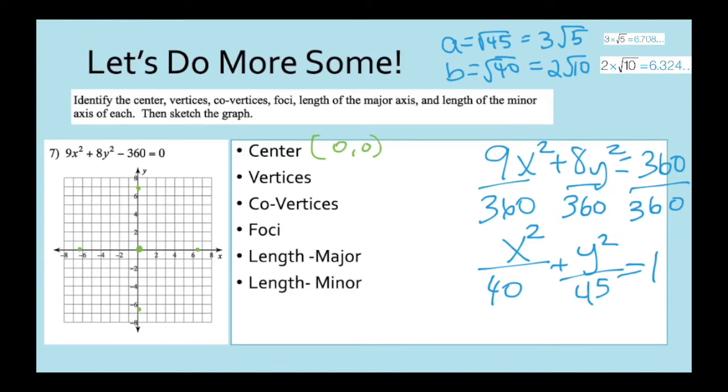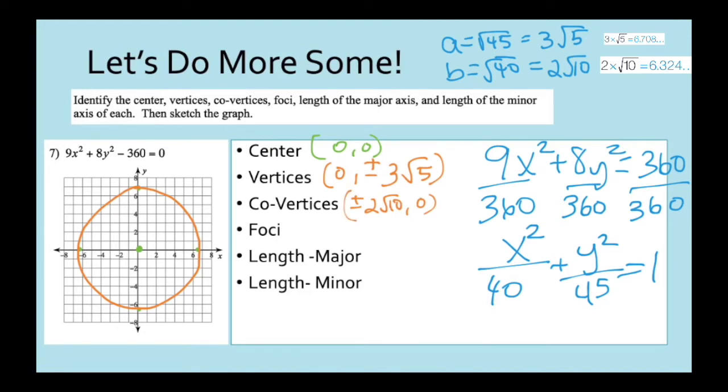When we draw this, we're going to get something very close to a circle, because my two vertices are almost the same. We have 6.7 and 6.3. They're very close. Our vertices were up this direction, and that was at 0, comma, plus or minus 3 square root 5. Our co-vertices were this direction, and that was at plus or minus 2 square root 10, comma 0.